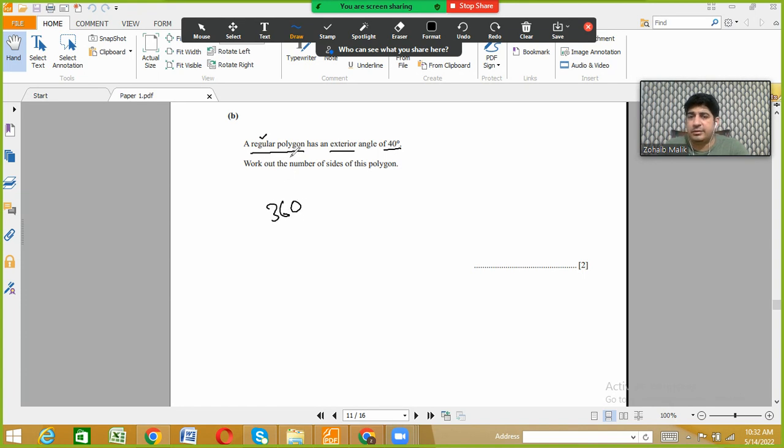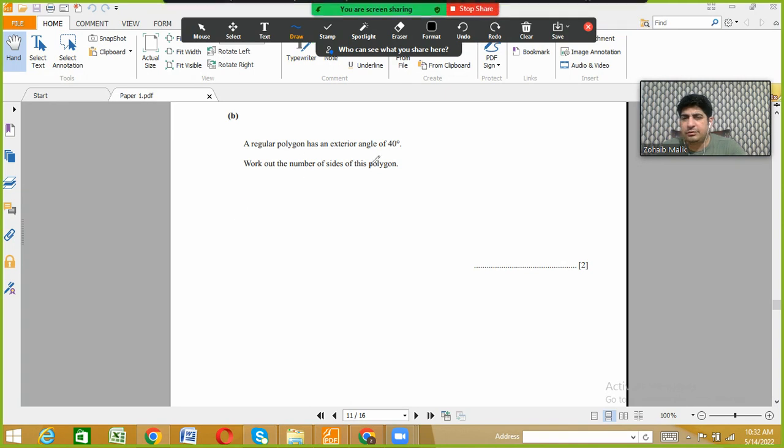But if this is regular, this will help us find the number of sides, because we know that every angle is 40 degrees due to this regular shape. So we can find the number of sides of this shape: 360 divided by 40. We want to know how many of these 40s are there in a regular shape, because all angles are equal. So it means 9. So there are 9 sides of the shape.